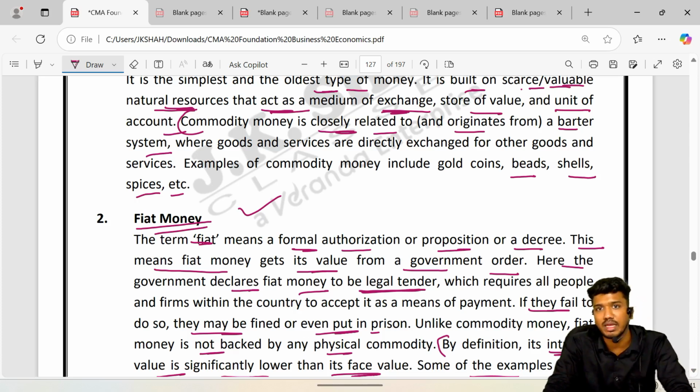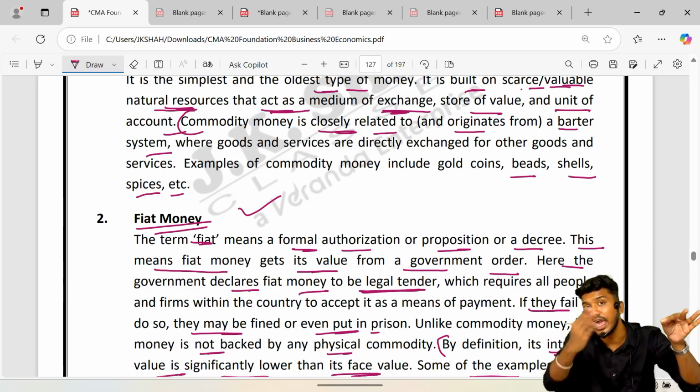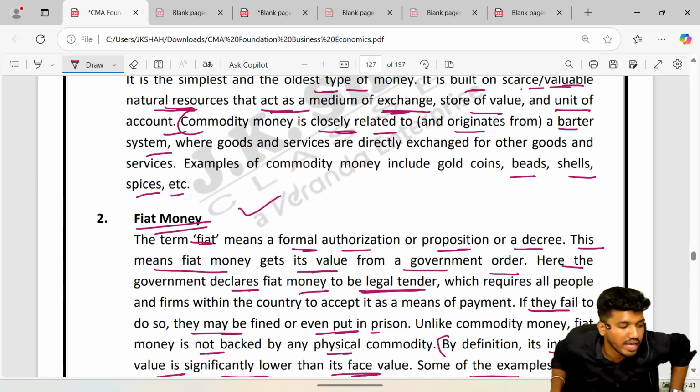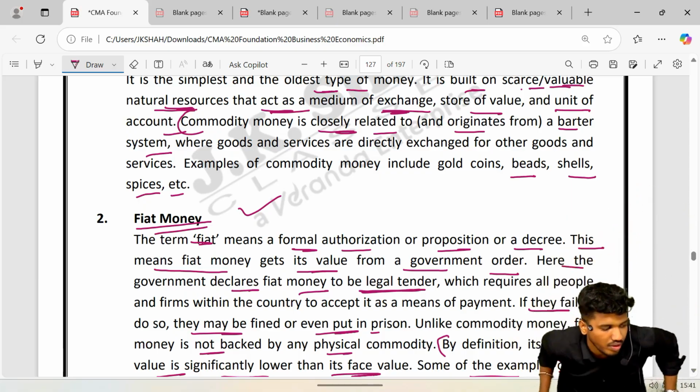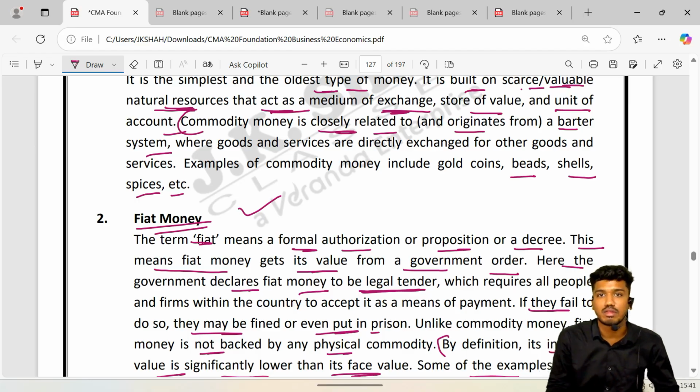Fiat money is money which gets a legal declaration or authorization from the government of India or the Reserve Bank, and on its declaration as fiat money, everybody in the country is required to accept the same. So everybody in the country is required to accept it once it has been declared as legal tender.